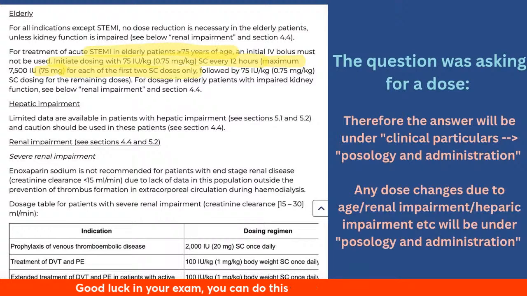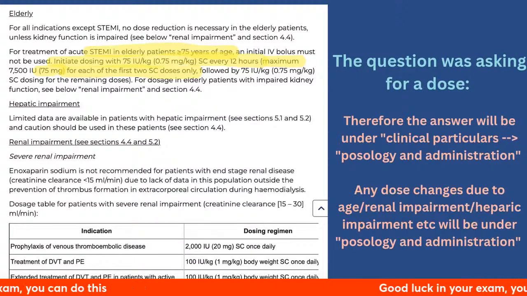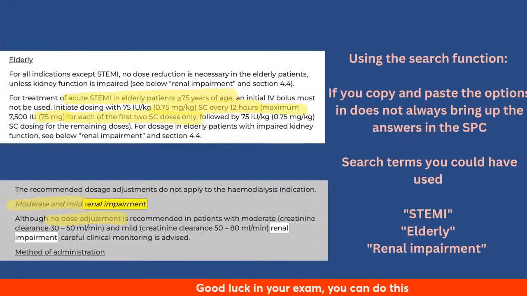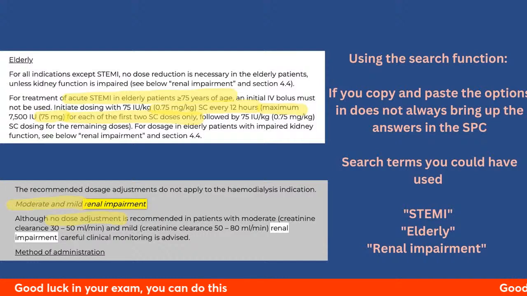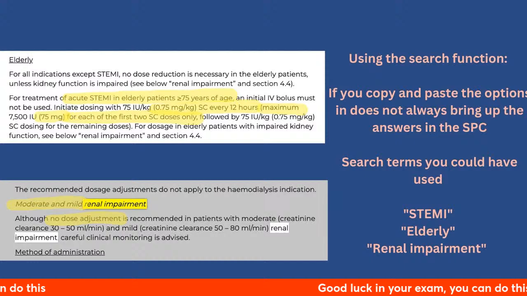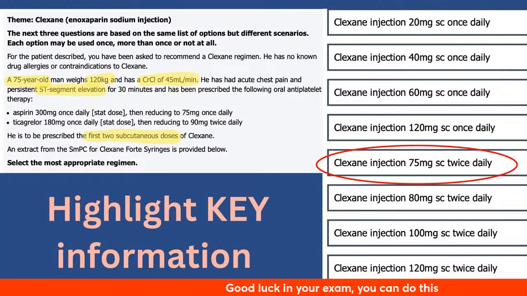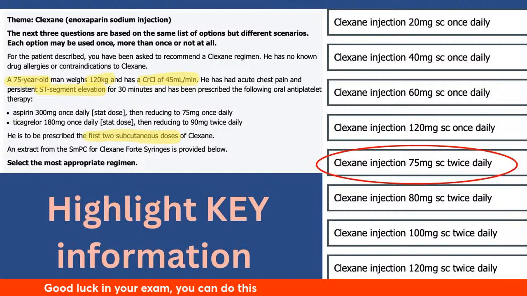And if you wanted to check about renal impairment, you can literally just type in renal impairment and it will come up about renal impairment in the exam. If you look at the renal impairment, it will go moderate and mild renal impairment. It says no dose adjustment is going to be needed. So therefore, the correct answer here, guys, well done to all of you. You've got it correct, and that is going to be 75 milligrams twice a day.